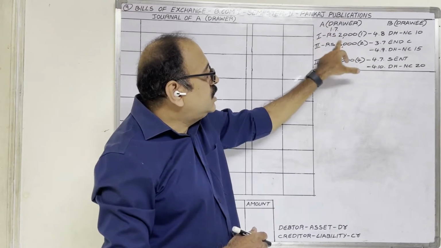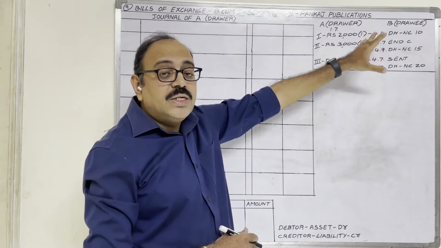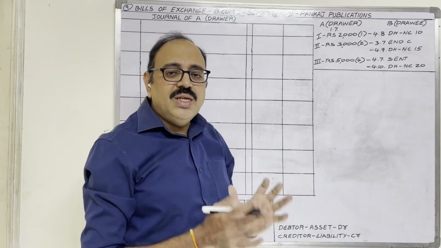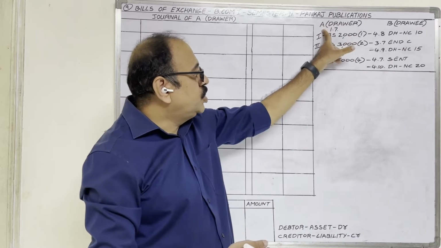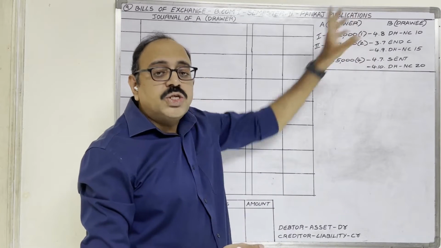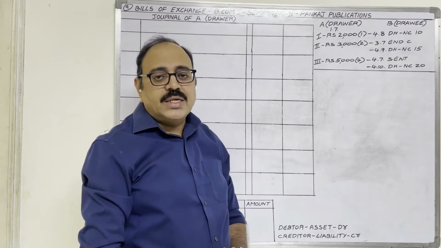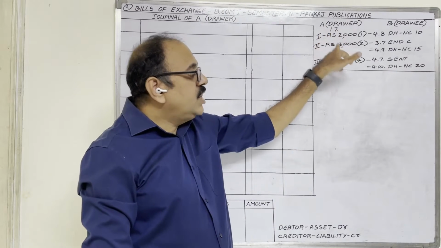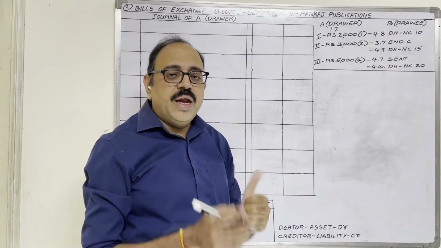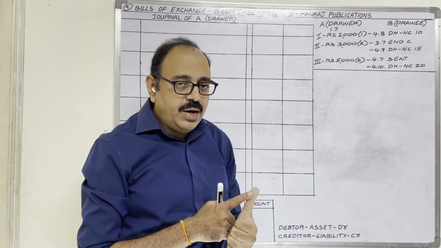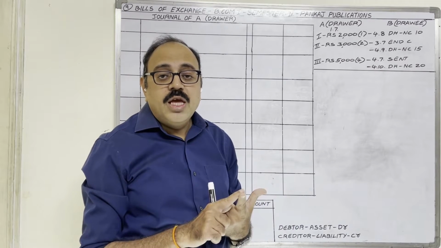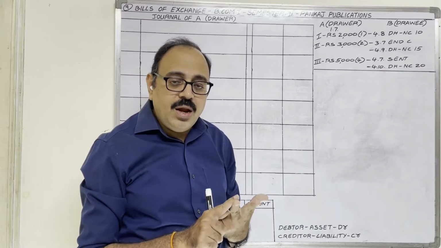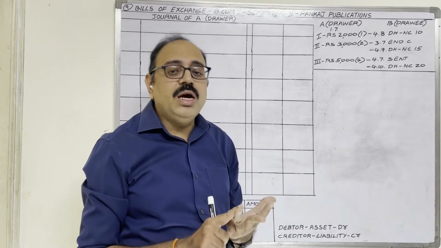A presented these 3 bills to B and A received acceptance from B. So for these 3 bills, A is known as drawer and B is known as drawee. After receiving the acceptance, A can treat the bill in 4 ways. He may retain the bill with him till the due date. He may discount the bill with the bank. He may endorse the bill to his creditor. He may send the bill to bank for collection.